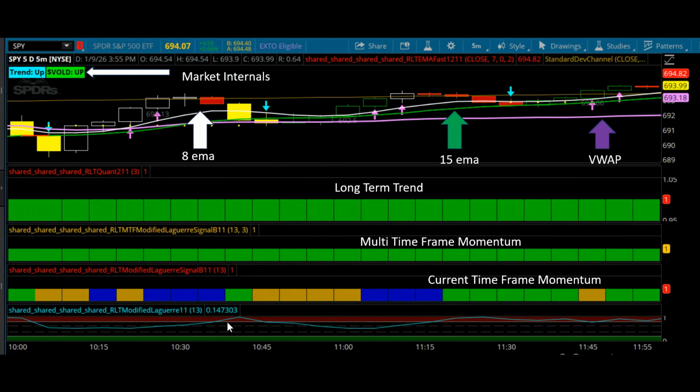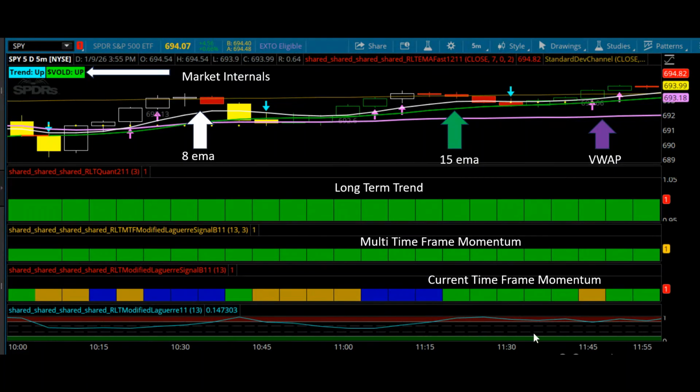Now this is a 5-minute chart here, so let's briefly go over the indicators. This down here is called the modified Laguerre. This is an oscillator, but it has the divergence stripped out. This shows just pure momentum. In this particular case, it's showing the momentum on a 5-minute chart. You don't really need to have this because it's reflected up here in these other indicators that we're going to talk about in a minute.